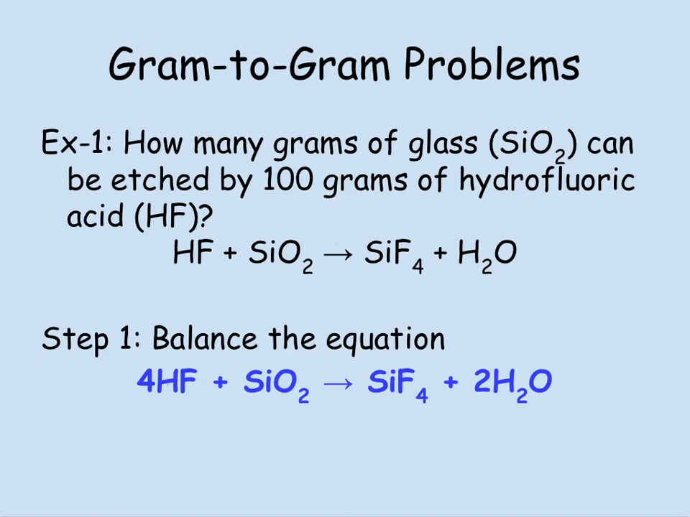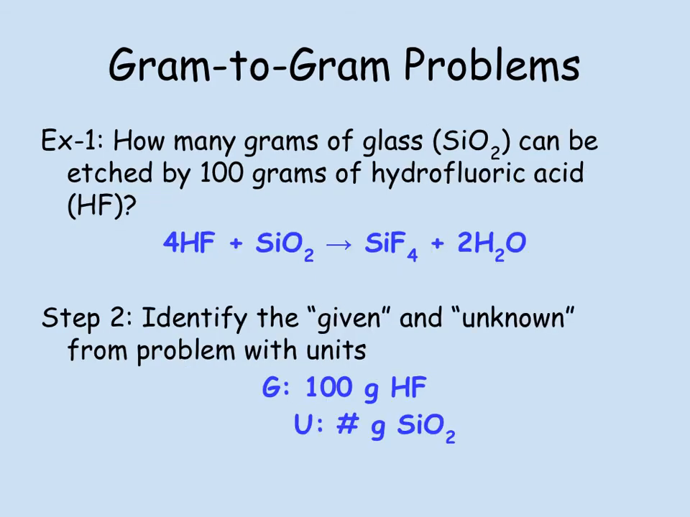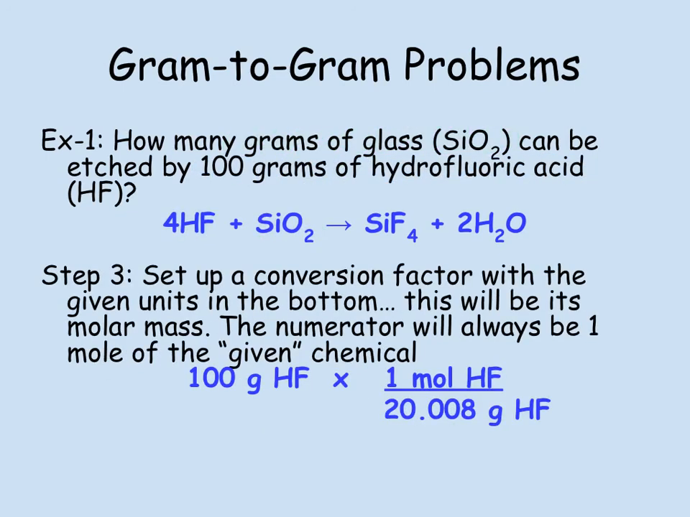In a gram-to-gram problem, all you're going to do is start off the same, balance your equation, identify your given and your unknown, make sure that you're identifying them correctly. So my given in this problem, I'm looking at 100 grams of hydrofluoric acid, so I'm looking at this substance right here. It's asking how many grams of glass or silicon dioxide, so I'm looking at that substance right here. So all the colors should match up as you go through and highlight.